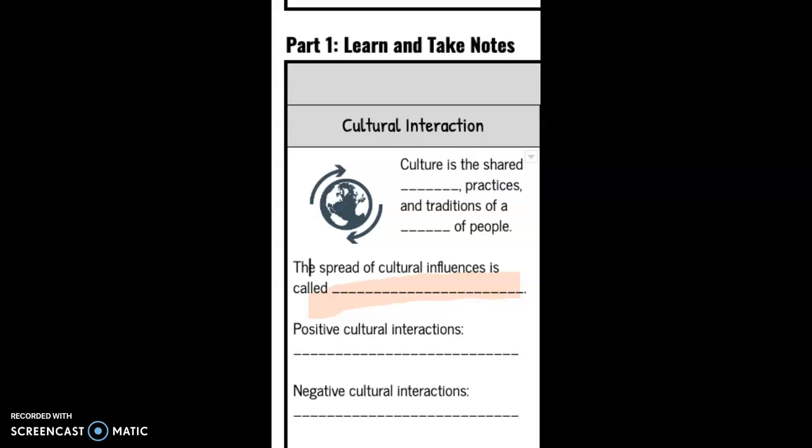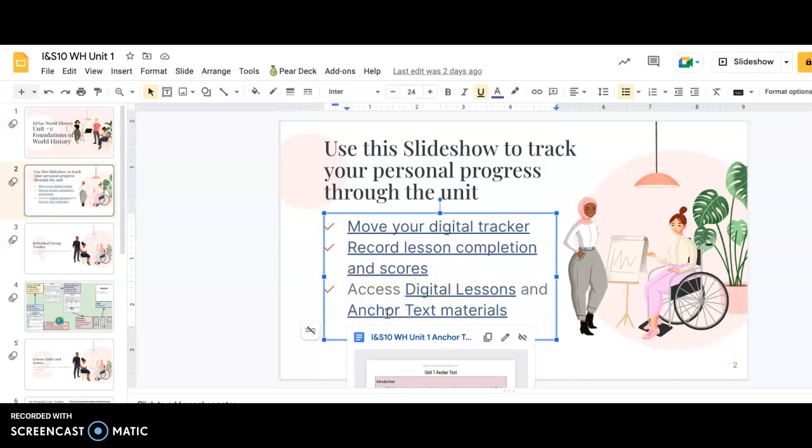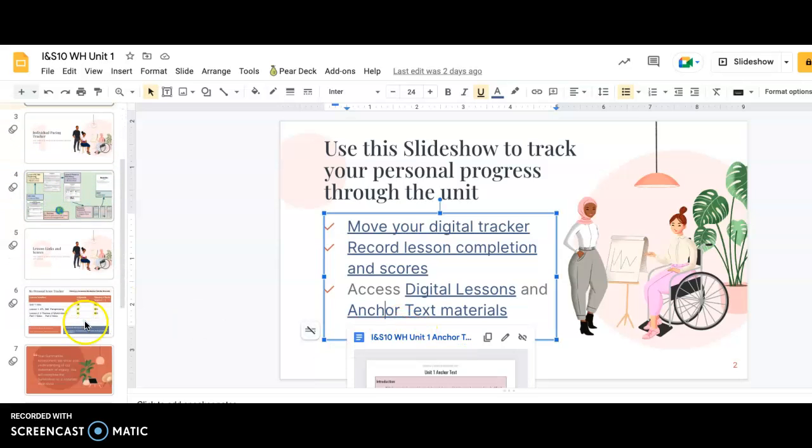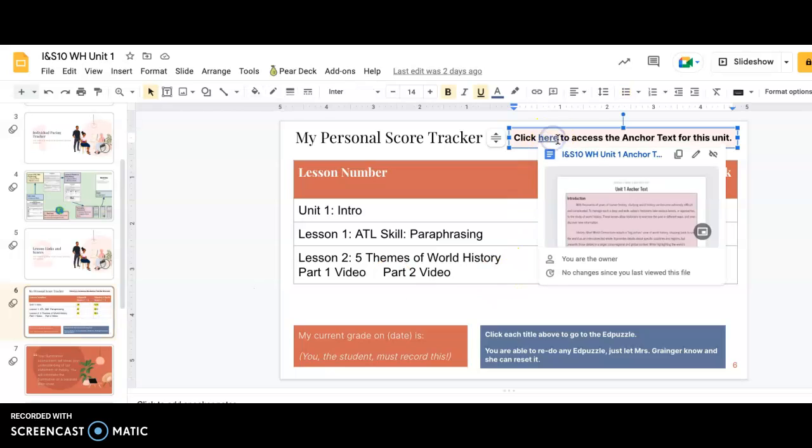Your job now is to pause this video and go find our anchor text. Let me show you where to find that. In your slide deck for this unit, you're going to find the anchor text in 2 different locations. One place is on slide 2, where it says Access Digital Lessons and Anchor Text Materials. This will take you right to the document. Another place you'll find the link is in slide 6 at the top, where it says click here to access the anchor text for this unit. They're the same document. There's 2 places to get them.